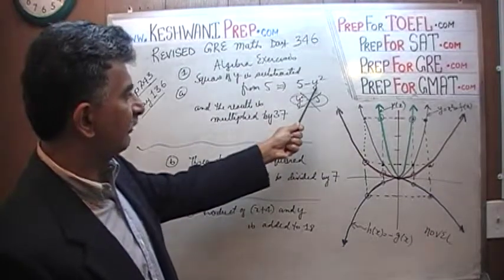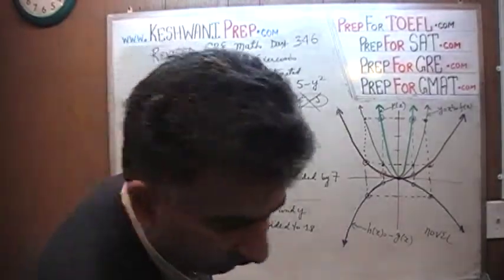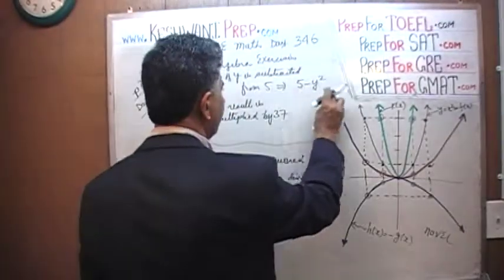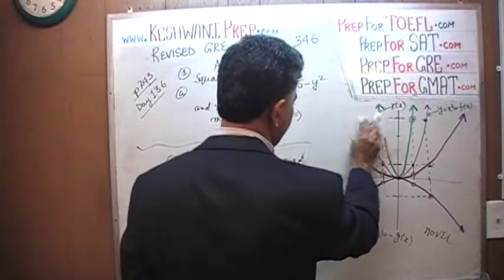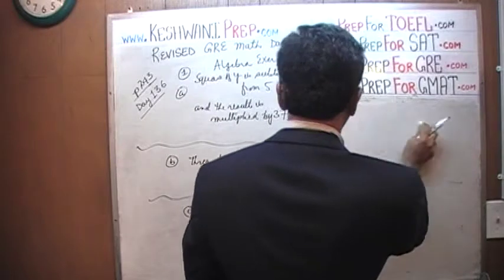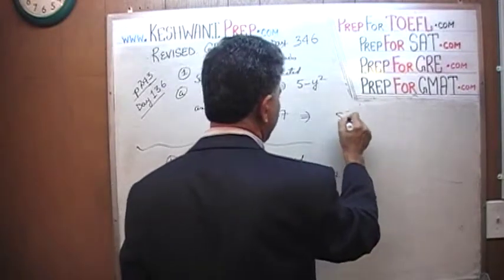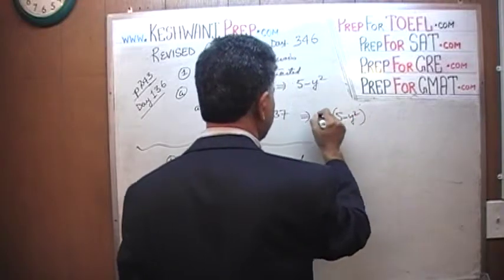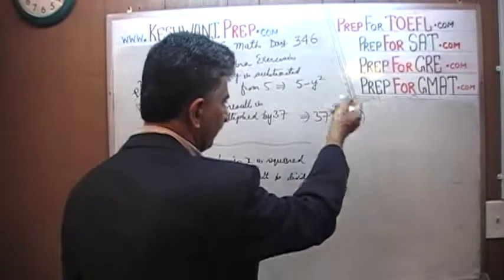So we have 5 minus the square of y, and the result is multiplied by 37. So we just multiply. Let's erase all of this, we don't need it. That implies that we take our result, 5 minus y squared, and multiply by 37. You can leave it like this, or you can open the parentheses and simplify it.